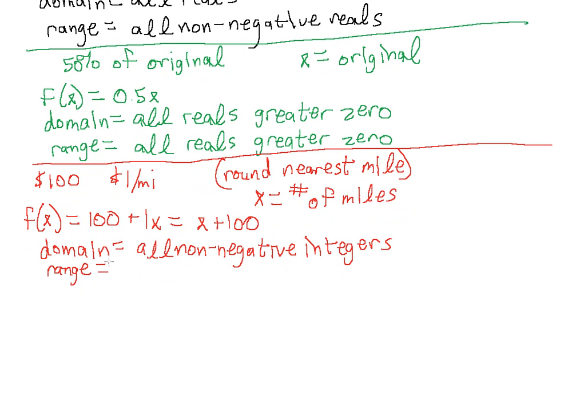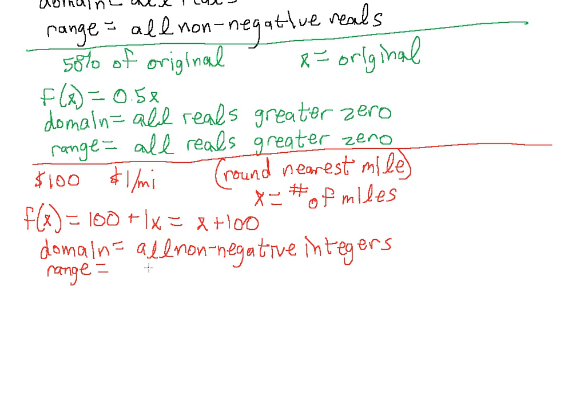Now the range: no matter what number we put in here, the range is going to be greater than or equal to 100. We're never going to get less than 100 because the flat rate is $100. So even if he rents the car and doesn't drive it a mile, so he's not incurring any of this charge, he's still going to be charged $100 because that's the flat rate.